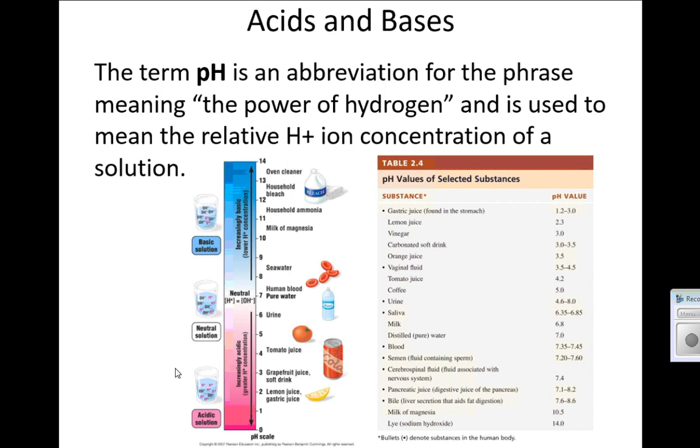Something that is very key to understand is the farther you get from 7, the stronger it becomes. So 14 is the absolute strongest base. 0 would be the strongest acid. So if you compared seawater to milk of magnesia, which one's the stronger base? Milk of magnesia, because it's closer to 11. Seawater is around 8.5.